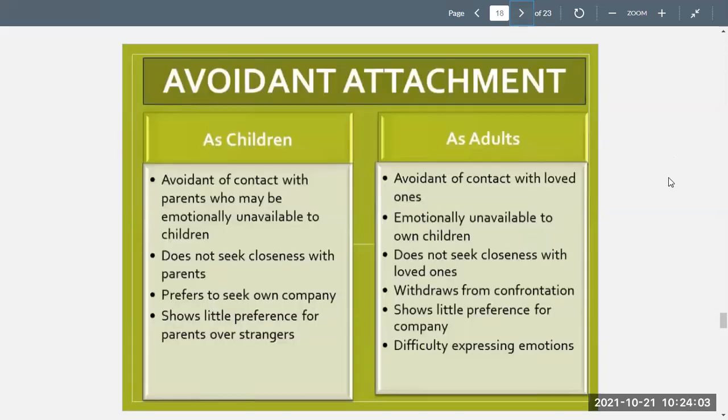Avoidant attachment is the opposite of anxious attachment, and that is avoidance of contact with parents who may be emotionally unavailable to children, does not seek closeness with parents, prefers to seek own company, shows little preference for parents over strangers. As adults, avoidant of contact with loved ones, emotionally unavailable to own children, does not seek closeness with loved ones. As adults, withdraws from confrontation, shows little preference for company, difficulty expressing emotions.